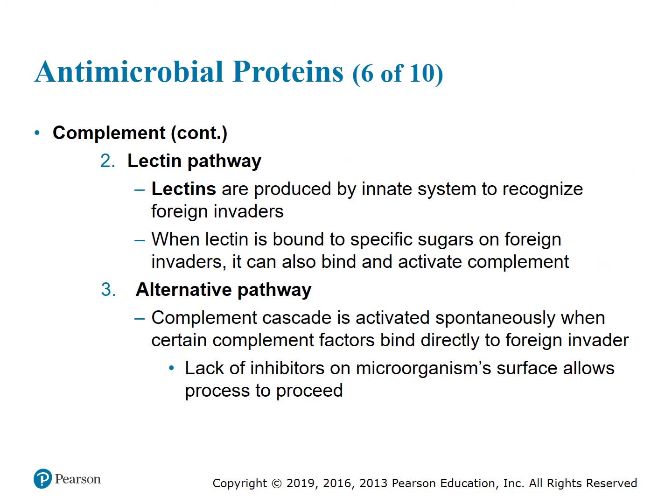The lectin pathway: lectins are produced by the innate system to recognize foreign invaders. When lectin is bound to specific sugars on the foreign invaders, it can also bind and activate complement. And the third pathway is called the alternative pathway. This is when a complement cascade is activated spontaneously when certain complement factors bind directly to a foreign invader. Lack of inhibitors on the microorganism's surface allows the process to proceed.